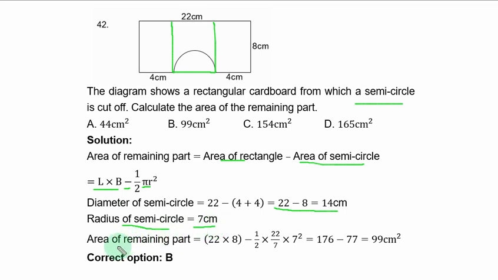Therefore, area of remaining part is equal to area of rectangle, the length 22 times breadth 8, minus area of semicircle, 1 over 2 times pi, 22 over 7, times radius, that is 7 squared. That simplifies to this and you have 99 square centimeters. B is the correct option.